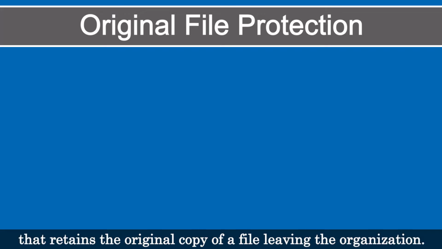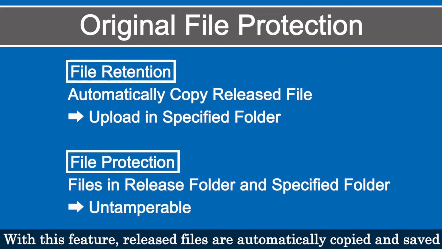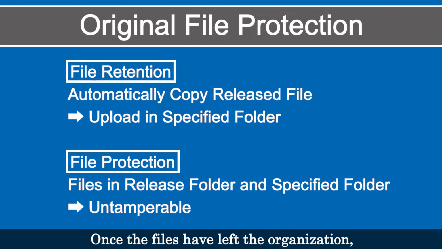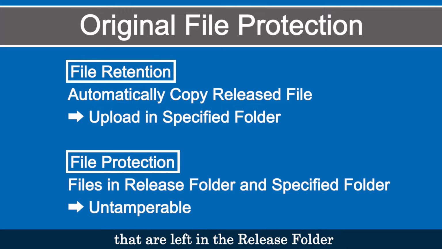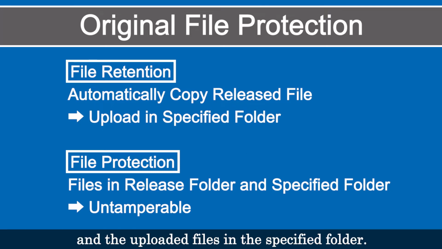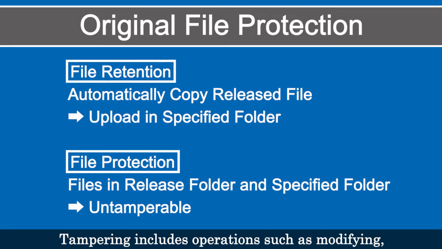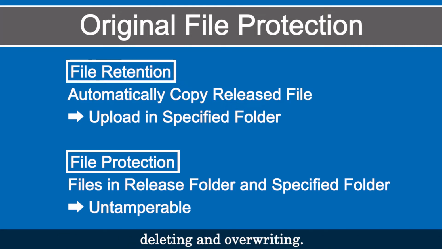Original File Protection is a feature that retains the original copy of a file leaving the organization. With this feature, released files are automatically copied and saved in a folder which is specified by the SDS Server Manager. Once the files have left the organization, users can't tamper with the original files that are left in the release folder and the uploaded files in the specified folder. This verifies that the identical files have been released out from the release folder. Tampering includes operations such as modifying, deleting, and overwriting.